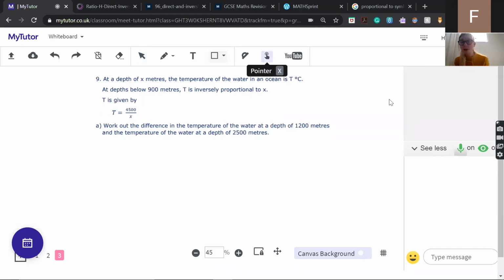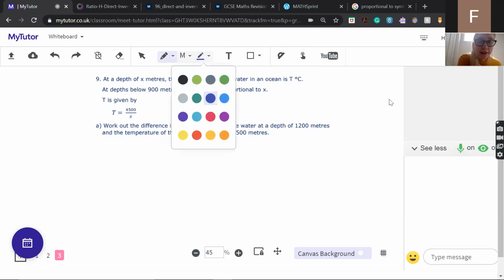Also don't let that throw you off, because this is not in the same format as others. We've actually kind of skipped a step. They've gone straight to, well, this is your K value, this is your formula. It says, work out the difference in the temperature of the water at a depth of 1,200 meters and the temperature of the water at a depth of 2,500 meters. So we can do this quite easily.